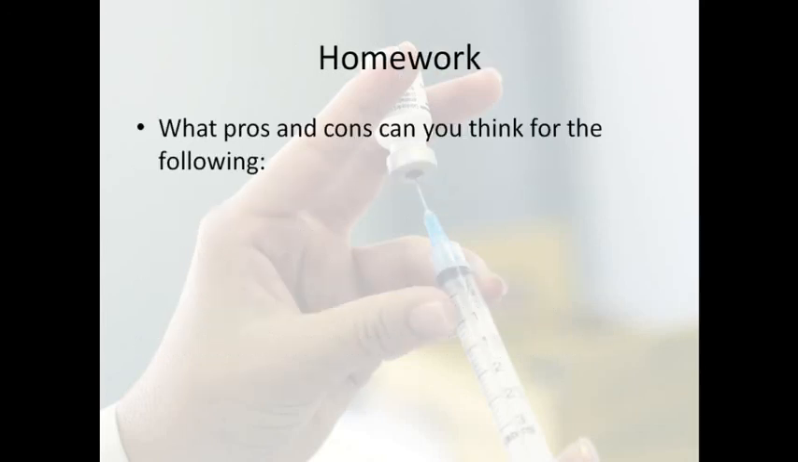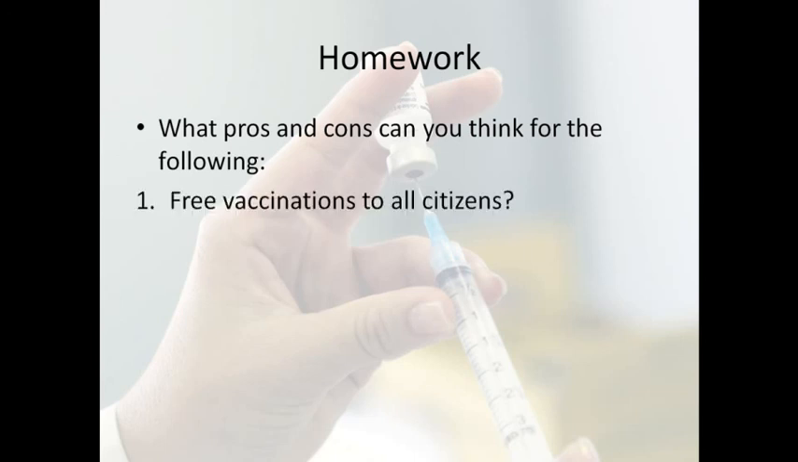Now, as your homework, think about what pros and cons you can think of for the following. For example, the free vaccination to all citizens. What are the good and bad things about that? And what is good and bad about voluntariness of vaccinations, that they are optional. We are not mandated by law to have these vaccinations. And then we can continue from this in the class.